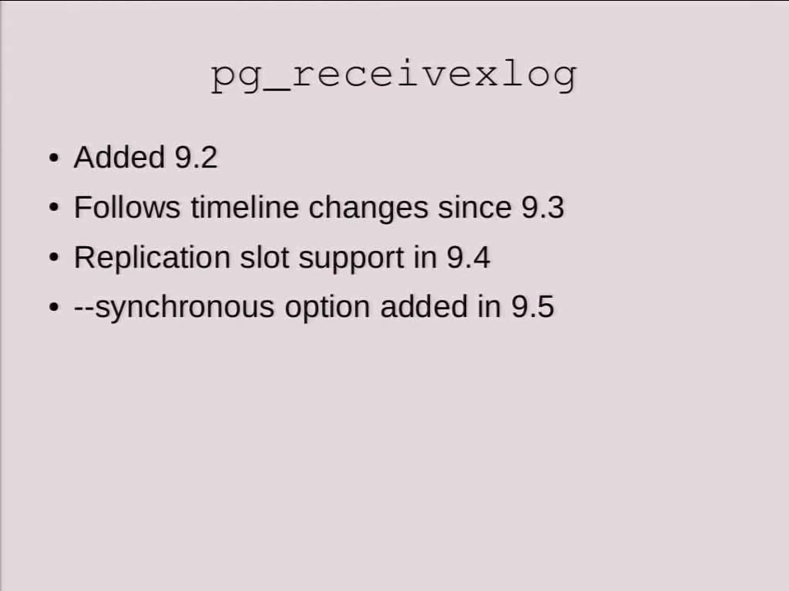9.5 added an option called synchronous, which means you can now use synchronous replication with pg_receivexlog, so it's not going to acknowledge to the master that it has the data until it has fsynced it to disk. This means that you can set up your system so that whenever you commit, the commit will wait until it's safely archived by pg_receivexlog.